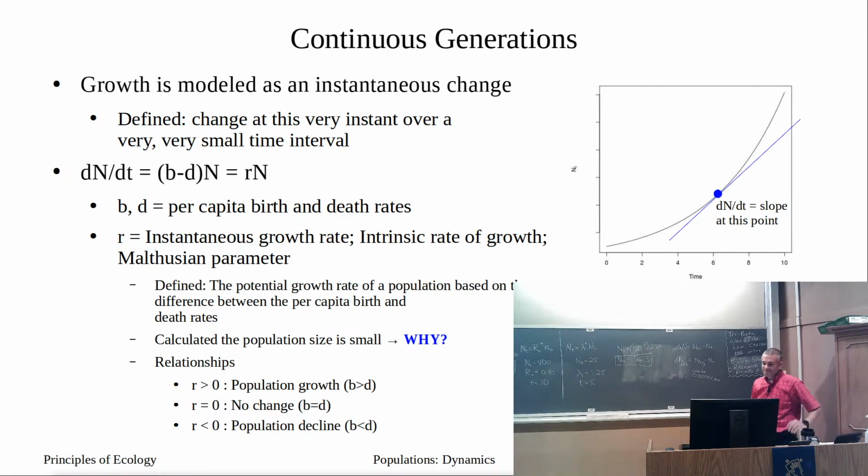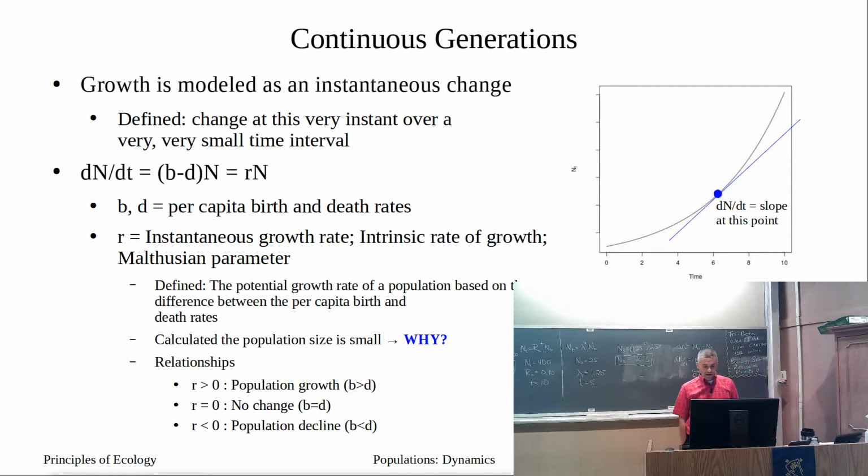Any guesses? Named after a guy by the name of Thomas Malthus. Anyone heard of him? He described exponential growth, kind of came up with some of these equations, described population growth using this exponential model. But yeah, the Malthusian parameter is this intrinsic rate of growth.